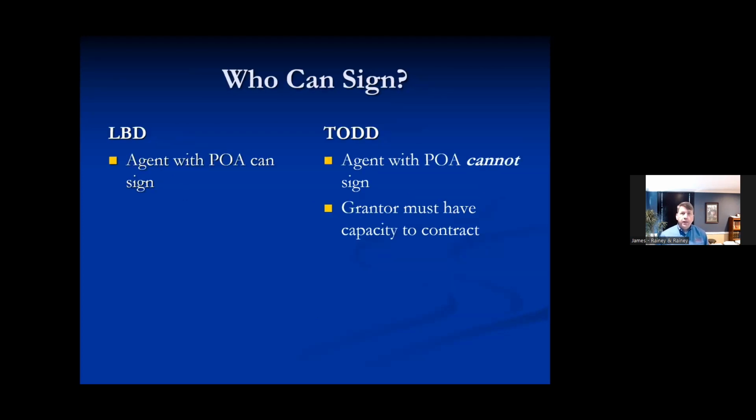Another major difference between the two deeds is a Lady Bird deed can be created by your agent with a power of attorney, provided that the power of attorney gives your agent that kind of authority. A transfer on death deed cannot be signed by an agent on a power of attorney. It can only be signed by mom or by the person who is the grantor of the property. That means the grantor must have capacity to sign a contract. They must understand that document, and they must have the intent to transfer that land when they pass.